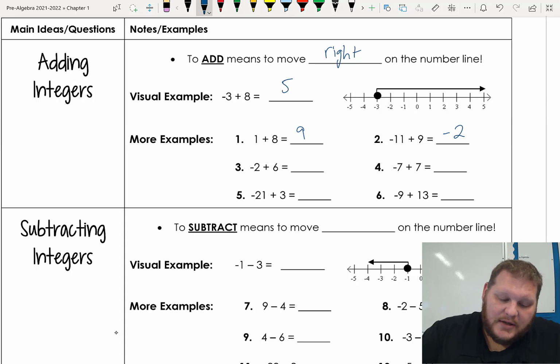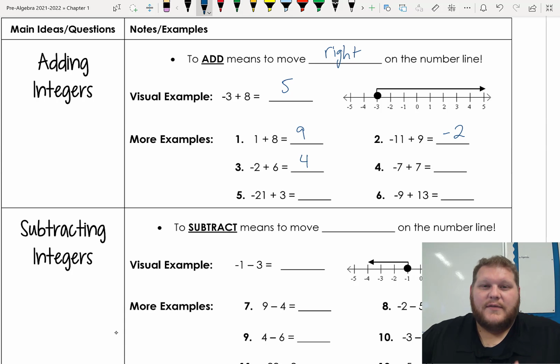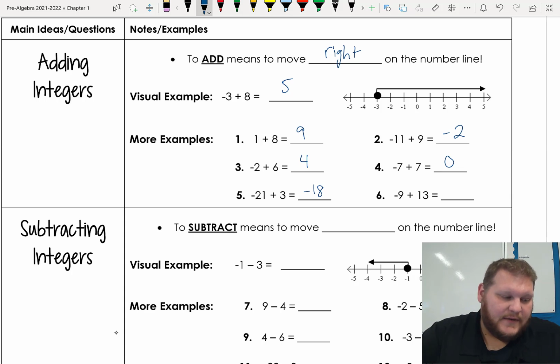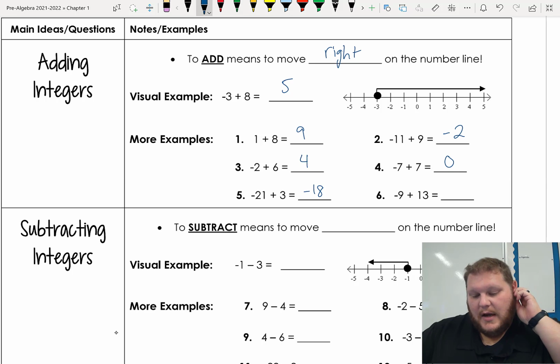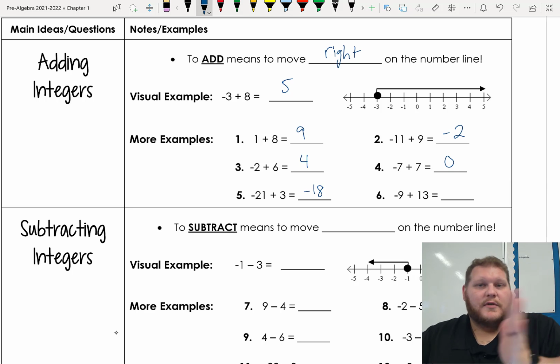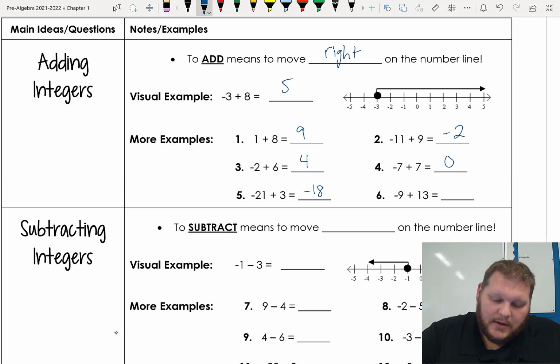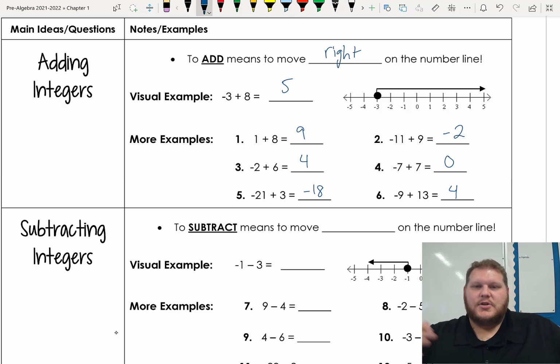So for number 3, if you're at negative 2 and you move to the right 6, you are now at positive 4. If you're at negative 7 and you move right 7, you end up at 0. Negative 21, and then to the right 3 leaves you at negative 18. And then if you start at negative 9, move to the right 13 spots, you end up at positive 4. So adding is just moving to the right, if you're looking at it in terms of the number line.